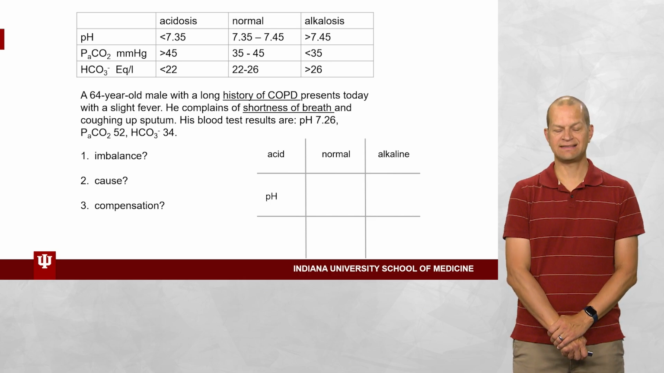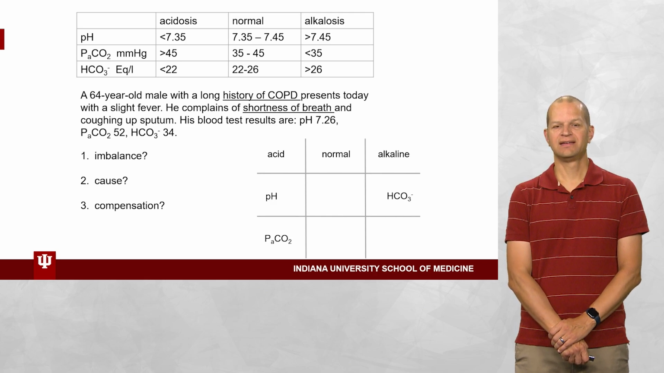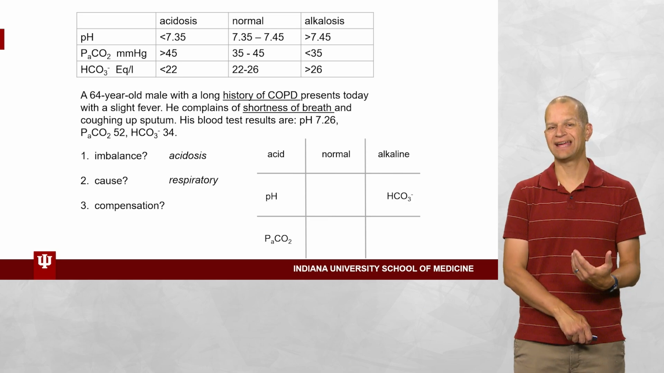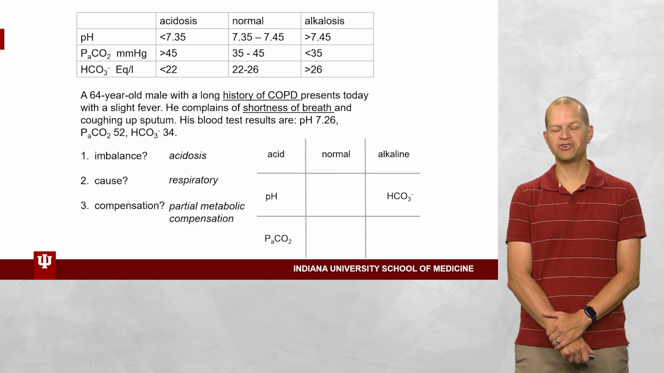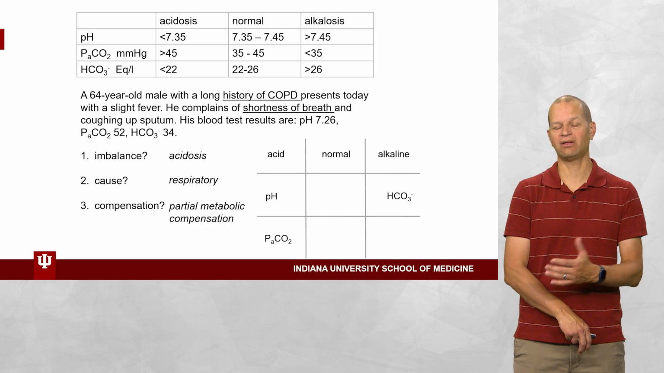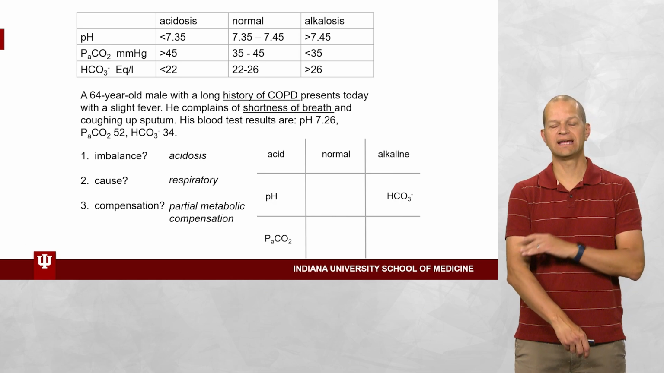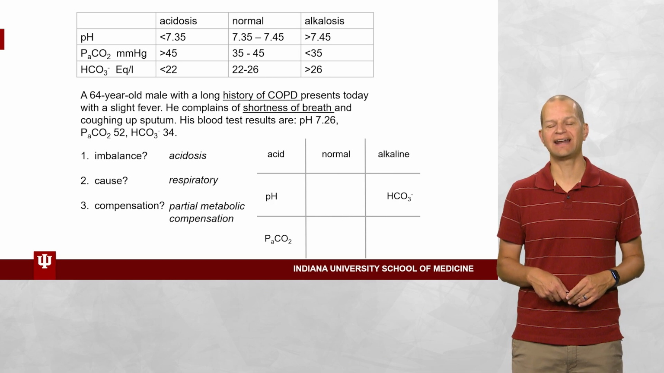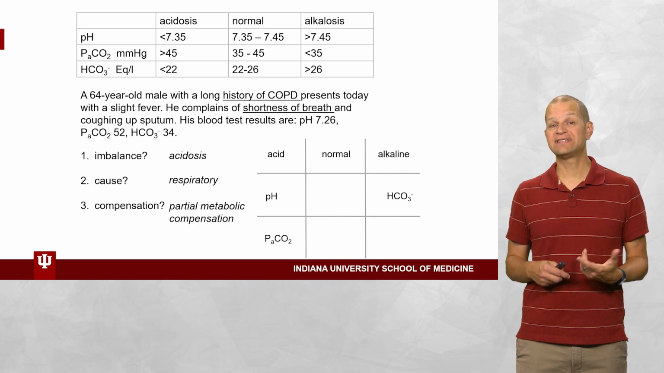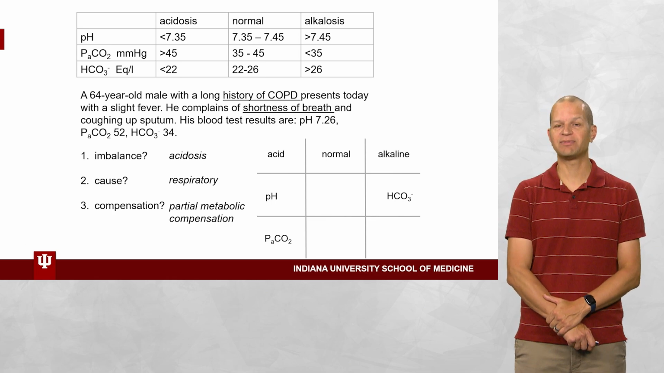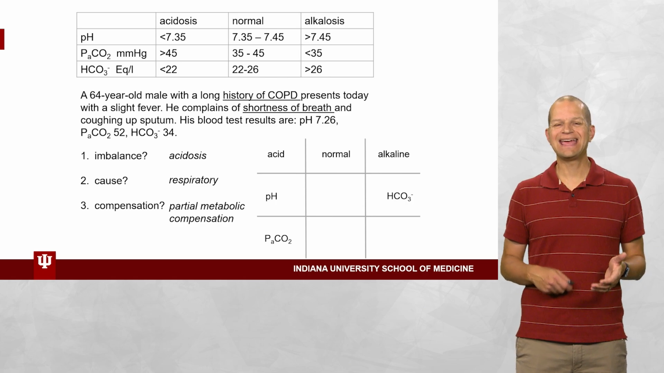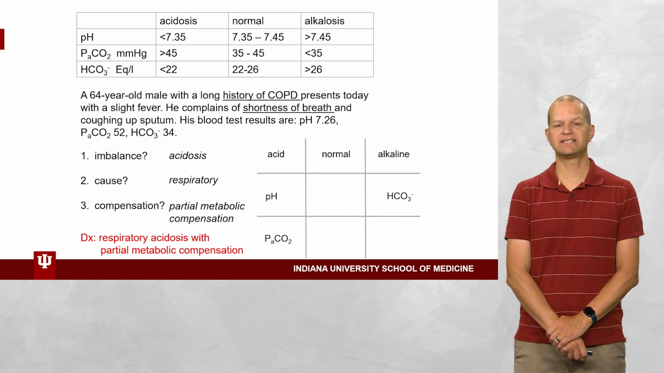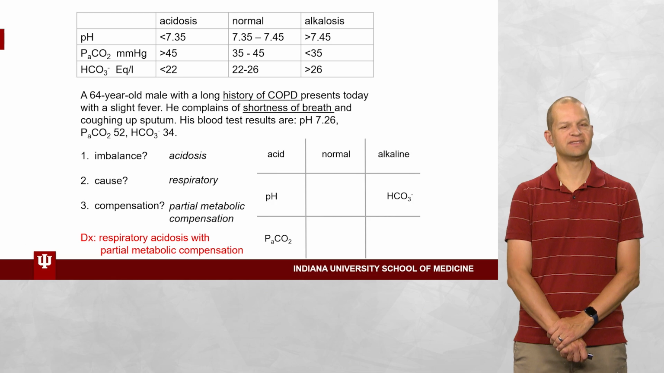So pH is acidic, CO2 is acidic, bicarbonate is alkaline. This would mean they're acidotic, it's a respiratory acidosis, and in this case, there is partial compensation because the bicarb is alkaline, it's out of its normal range. We're in an acidotic condition, but this person's holding on to bicarb to try and counteract that acidosis. The reason we say it's partial compensation is because pH is still acidic. It's not back into that normal range. So the overall diagnosis would be respiratory acidosis with partial metabolic compensation.